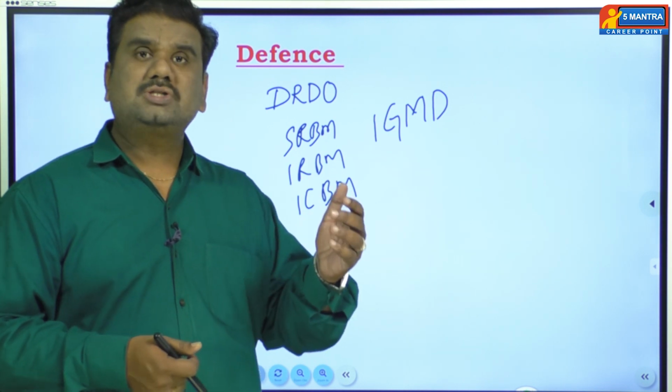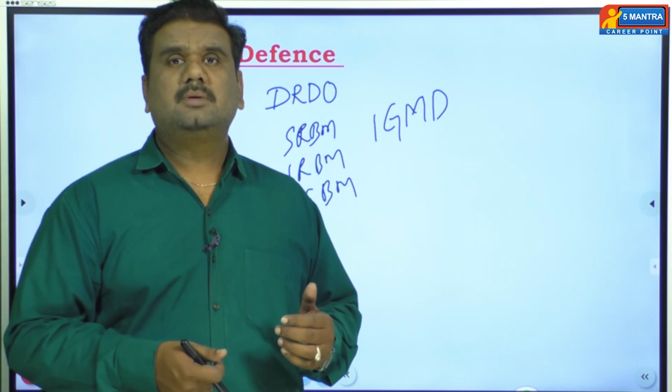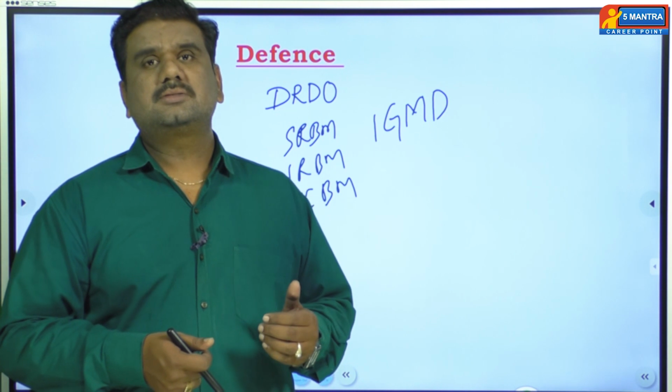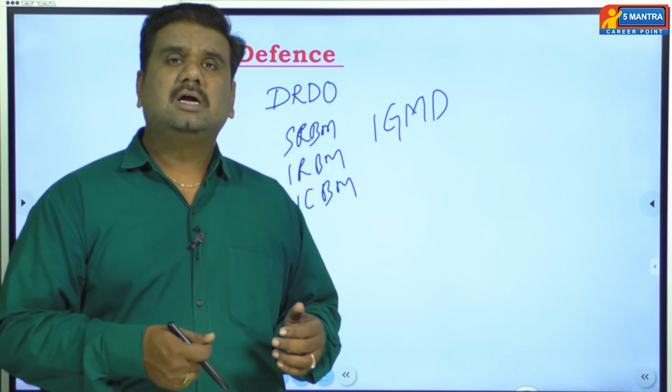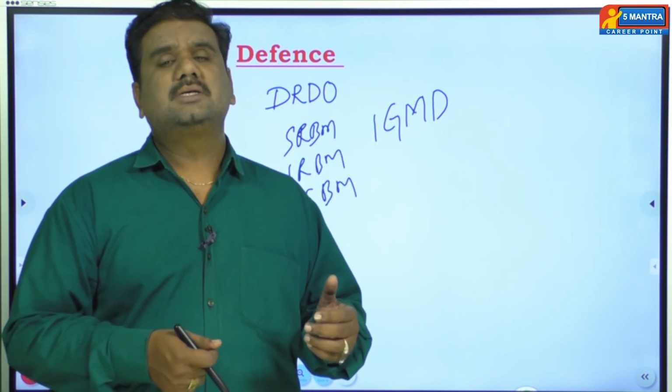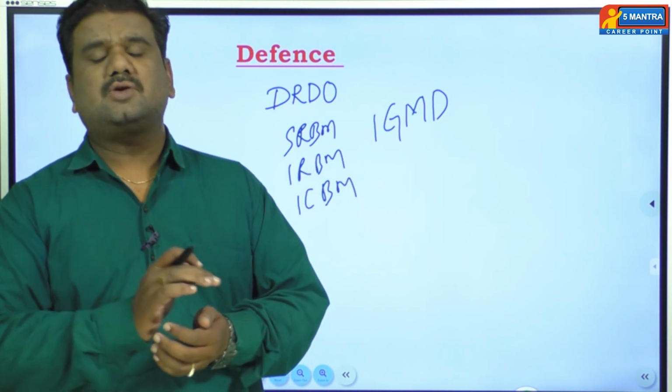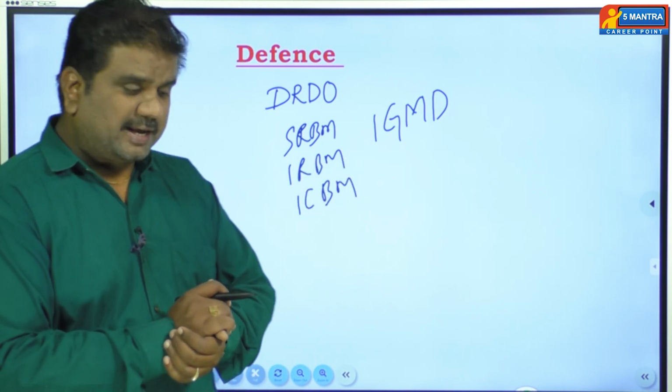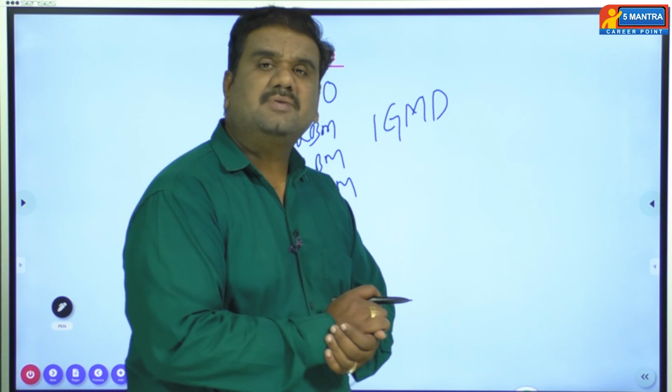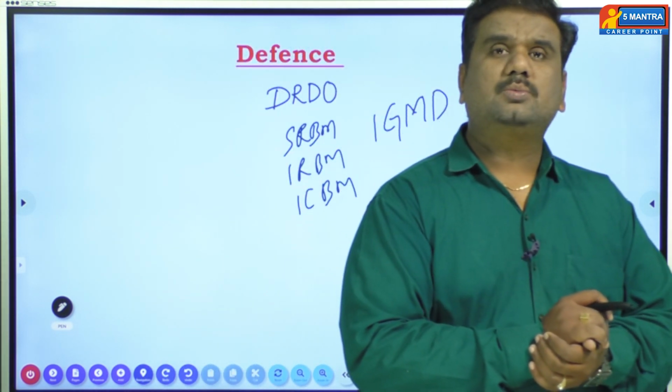At the same time, the most important one as of now: the aircraft carriers, the warship carriers, and the different types of submarines that we are building as of now. You talk about Project 75, P-75. What is this particular project?